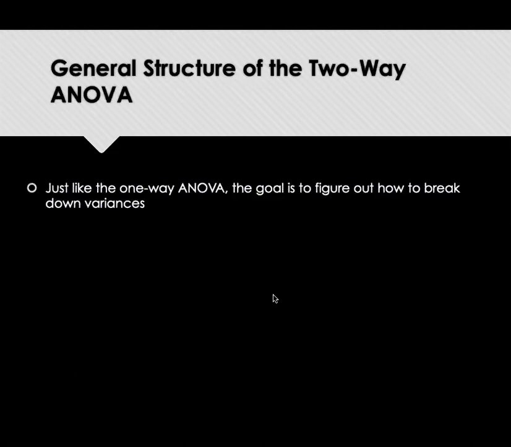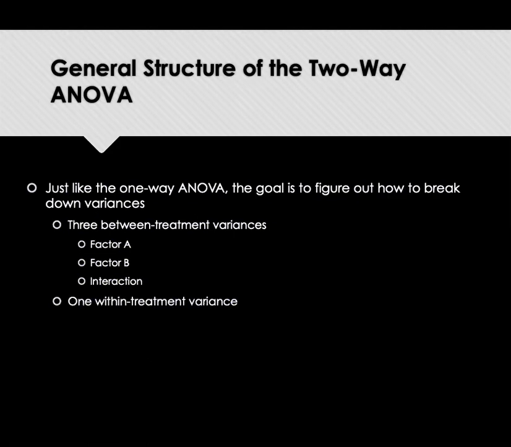So there are some similarities, right? Just like in the one-way ANOVA, the goal is to figure out how we break down the variances. There are three between treatment variances. So factor A and B, and those are going to be main effects, and then the interaction between factor A and factor B. And then there's going to be one within treatment variance.